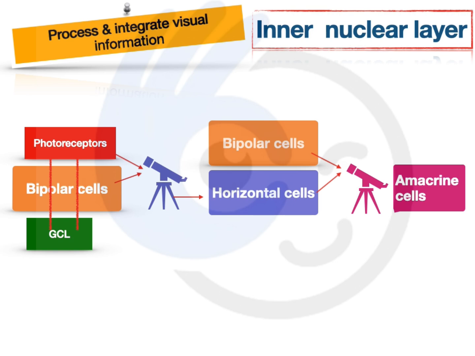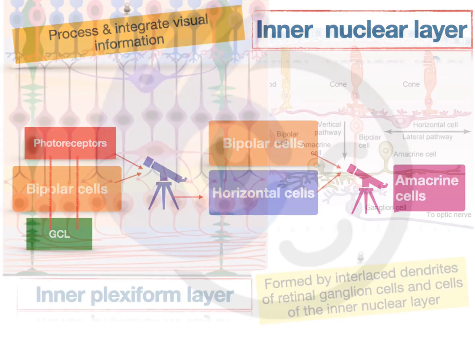Then the bipolar cells and the horizontal cell activity is being monitored by the amacrine cells. The main function is that it helps in processing and integrating the visual information. So again I'll repeat, the bipolar cells send the information from photoreceptors to GCL, that is, it gives a mechanical bridge between these two layers. The activity of the photoreceptor and bipolar cell is monitored by the horizontal cell, and the activity of bipolar cell and horizontal cells is monitored by the amacrine cells.